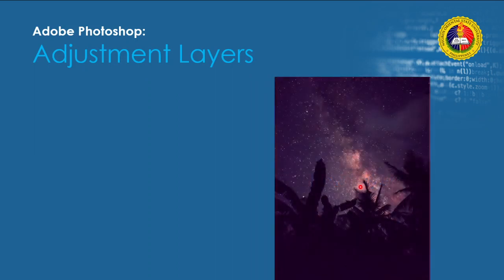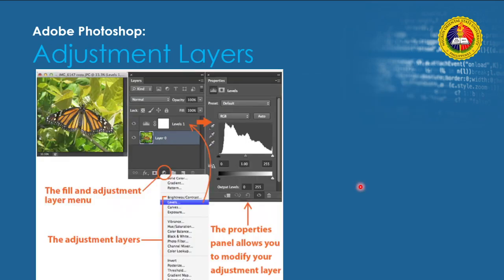Okay, we'll learn more about it, but for the meantime, let's talk about what the different adjustment layers are. What are the things that we can change, or what are the things that we can adjust to our image to make it look better?